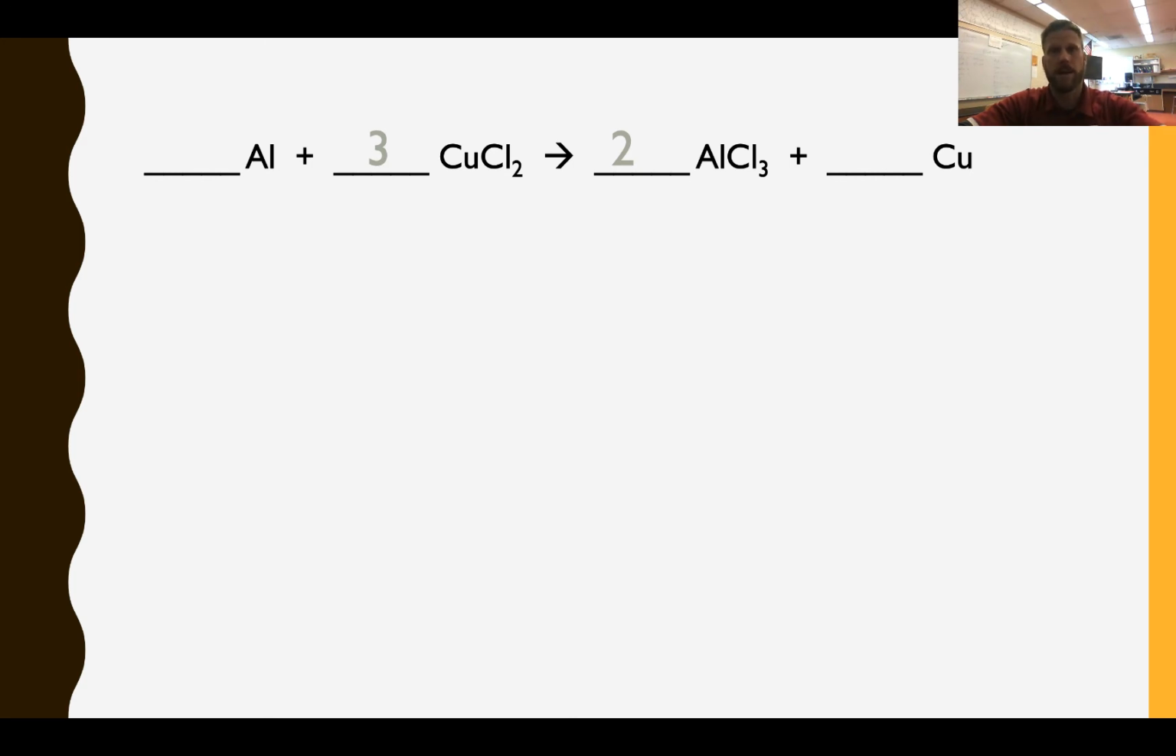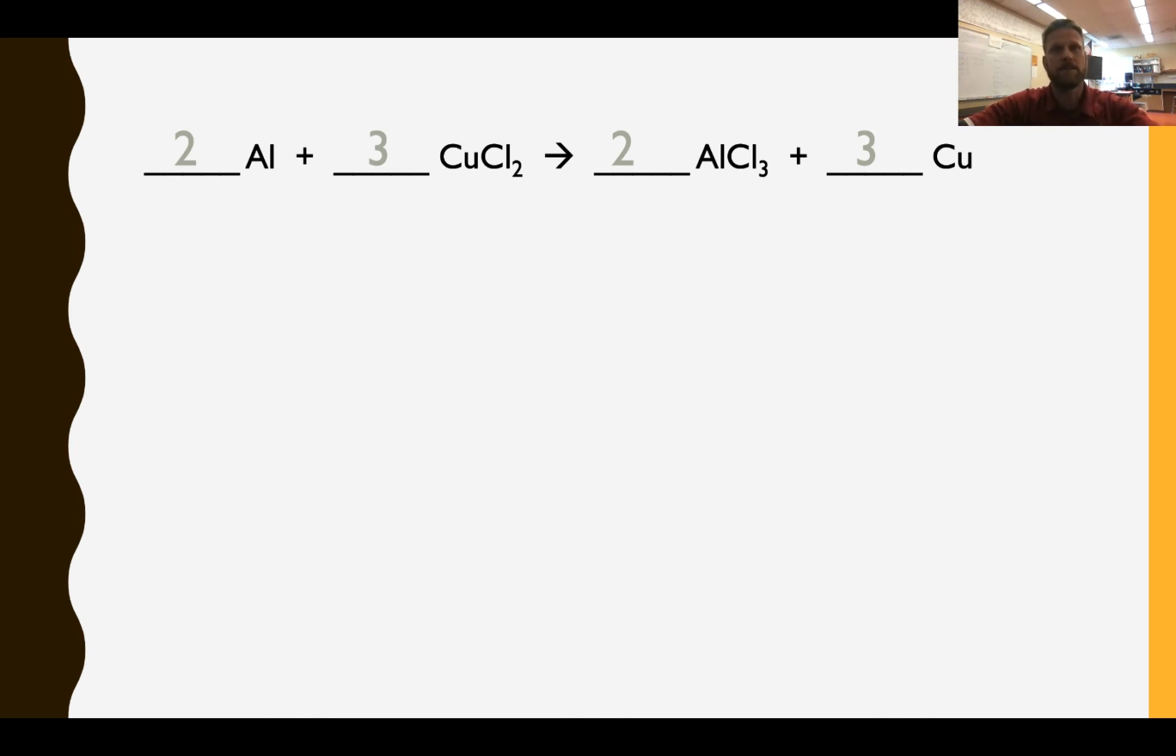Now balance the rest of the equation. Right now, we have 1 aluminum atom on the reactant side, but 2 aluminum atoms on the product side. We can remedy this by placing a 2 in front of Al on the reactant side. There are 3 copper atoms on the reactant side, but only 1 copper atom on the product side. This issue is resolved by placing a 3 in front of Cu on the product side. Check it out. The equation is now balanced.